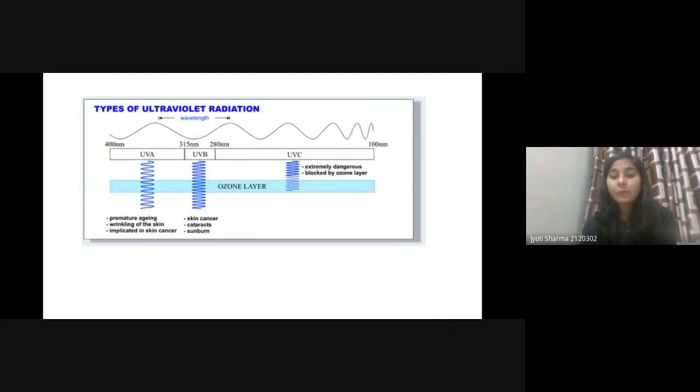So we have to restrict ultraviolet radiation C and B as much as possible. Whenever the ozone layer is thinned, ultraviolet radiation C can enter the atmosphere and reach the surface of the earth. This is very dangerous, because such radiation can interfere with the DNA of our body as well. So you can just think how dangerous it is.